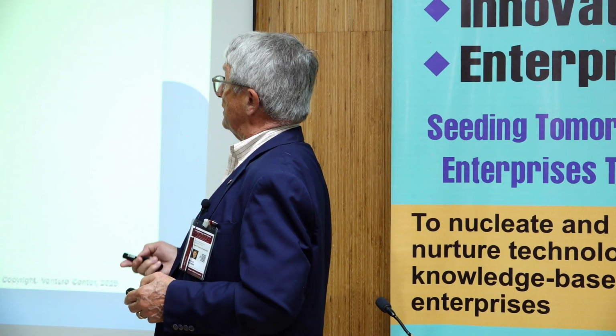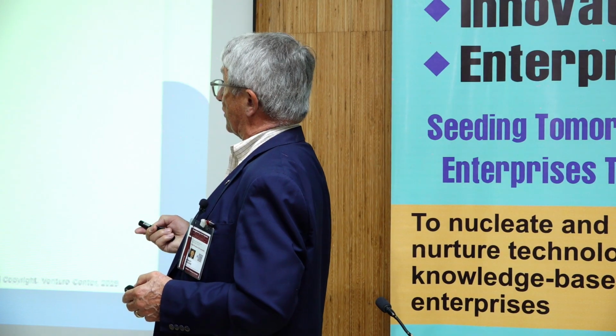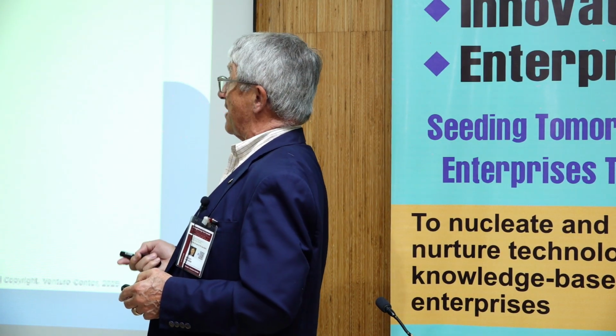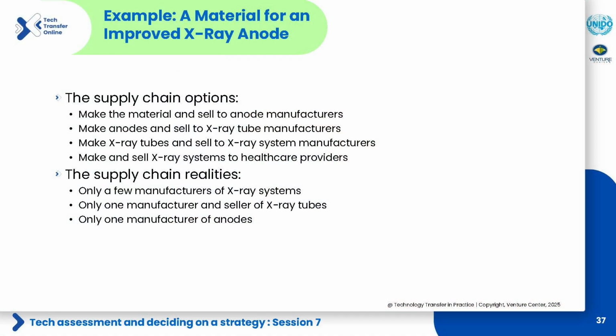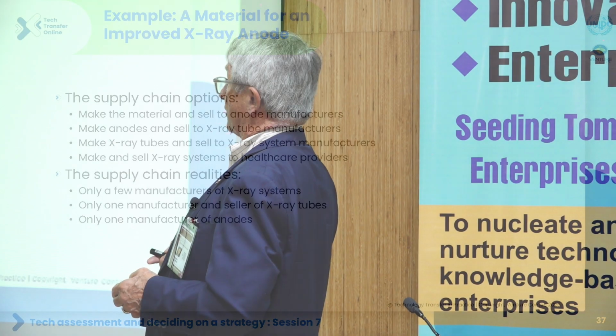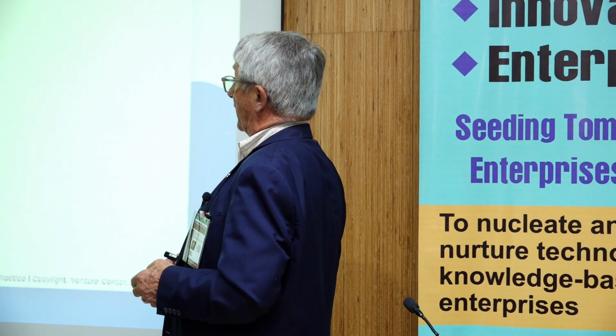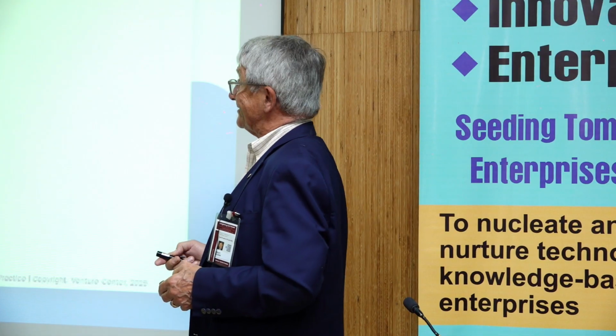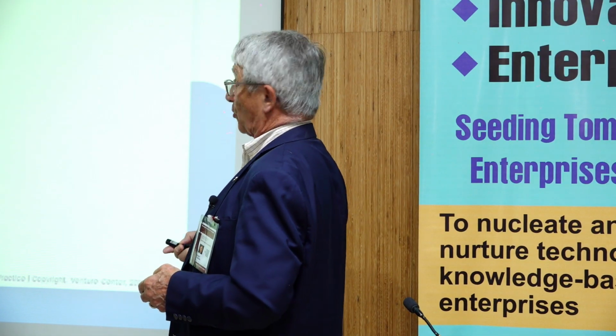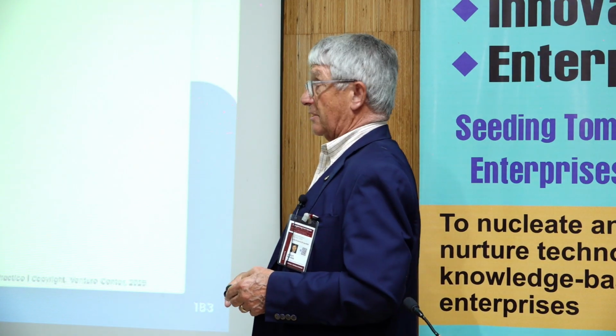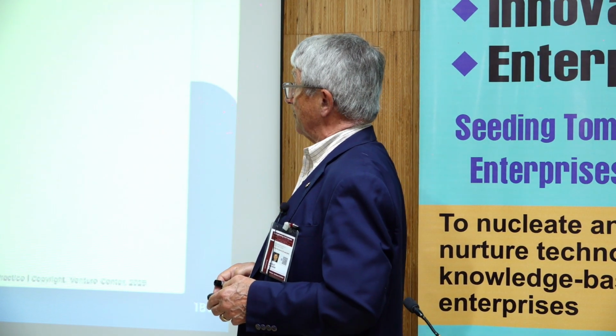So here's an example we did in my Japanese class. This university had invented an improved X-ray anode material. And as the students looked into the supply chain options, you could make the material and sell to anode manufacturers. You could make anodes and sell them to X-ray tube manufacturers. You could make X-ray tubes and sell them to X-ray system manufacturers. Or you could make and sell X-ray systems to healthcare providers. Now, is a new anode going to get us all the way to here? Unlikely, but let's see how far down the value chain it can get us.